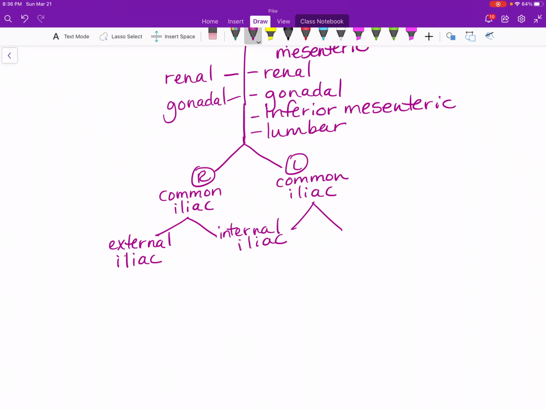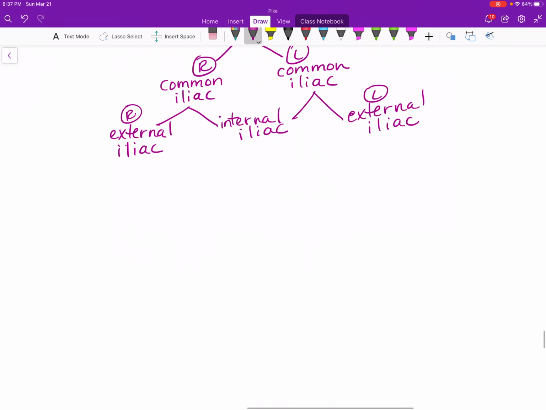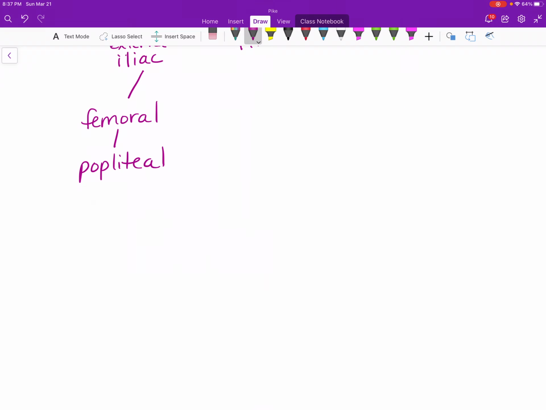Internal iliac is going to stay right in the pubic area and supply some of the lower pelvic organs. And so here we have the external iliac. And if you need to write right and left again, just know that we're going down either leg now. Okay? And so then we're going to keep going down here in the leg. This is the femoral artery. In the knee, it's called the popliteal artery. And then we're going to branch into the anterior and posterior tibial.